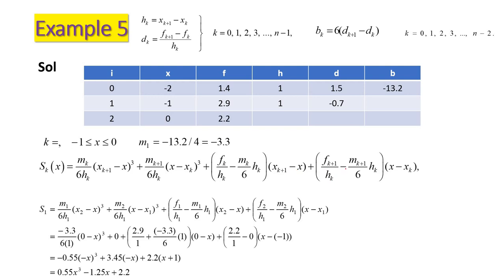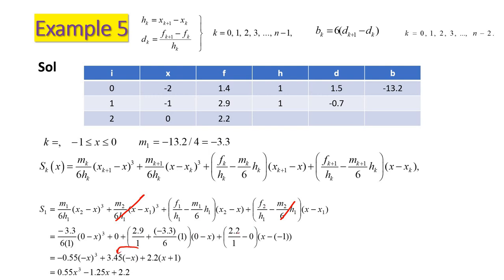So F2 over H1 minus M2 over 6 H1. M2 is 0, so this term is 0 for the natural cubic spline. So the second term here is 0, times X minus X1. Then plug in M1 as negative 3.3. So calculate this one. The second term is 0. F1 here is 2.9. H1 is 1. M1 is negative 3.3 divided by 6. Simplify here.